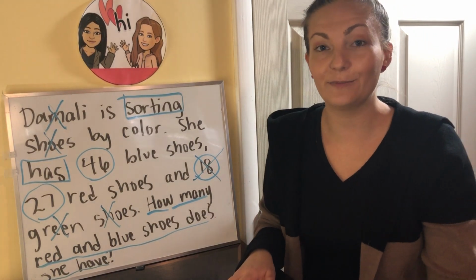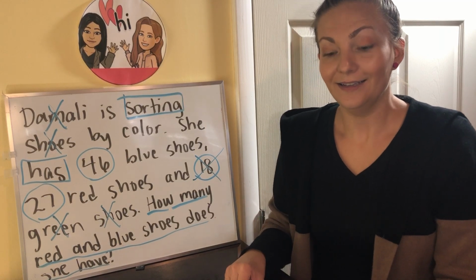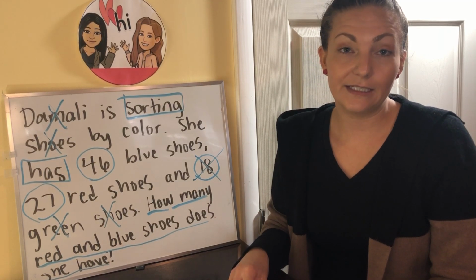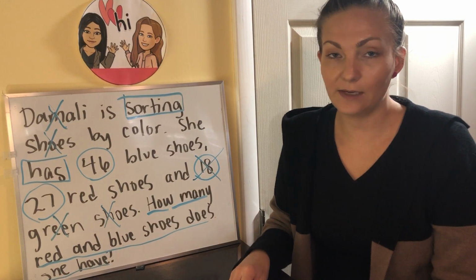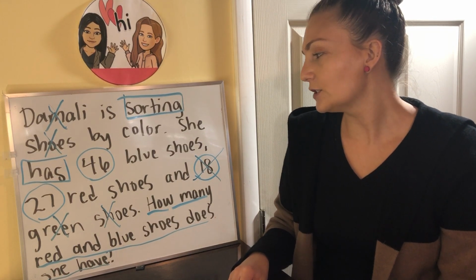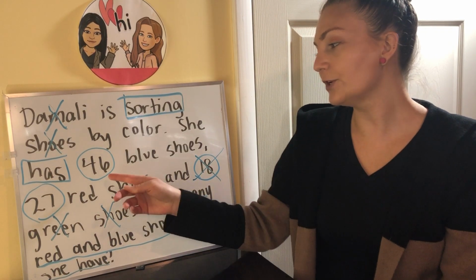Okay, so what kind of diagram did you decide to use? I drew a tape diagram and I chose a number bond just to see what I thought and if they both matched. So I started off by drawing 46.